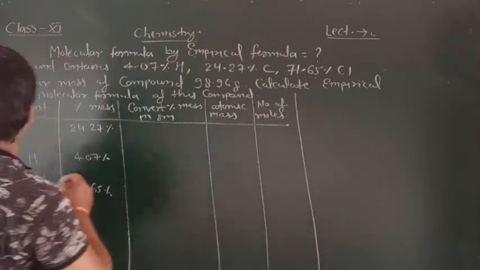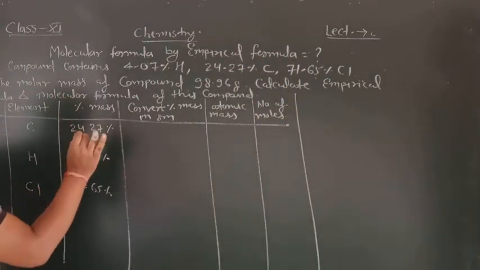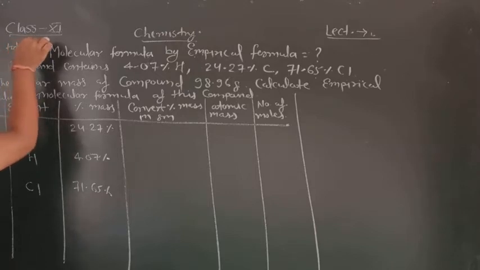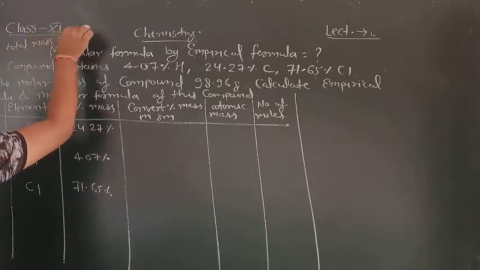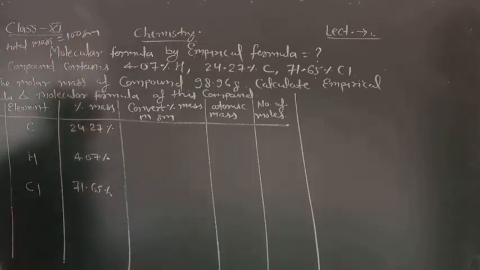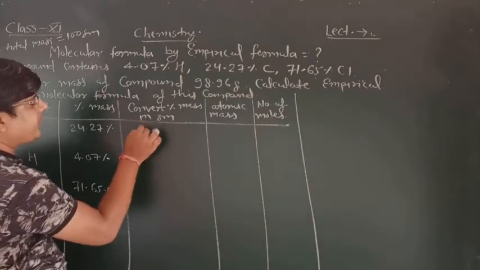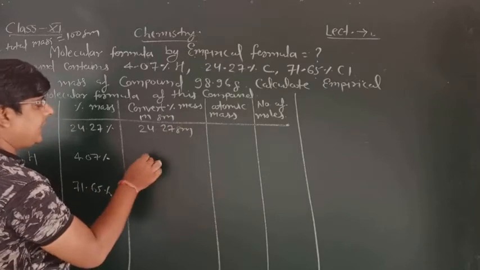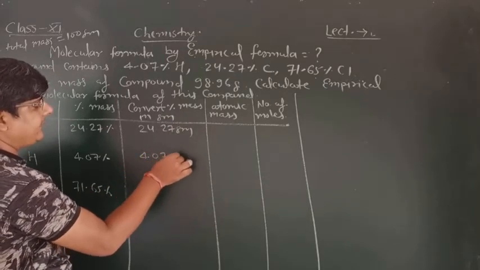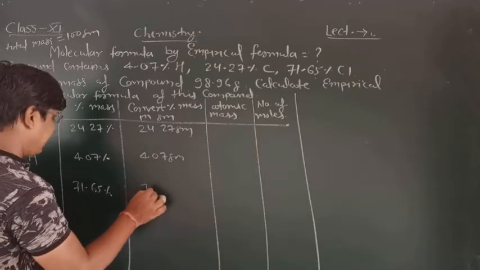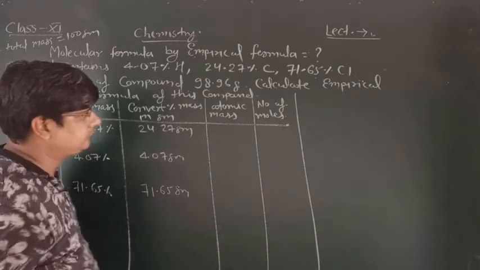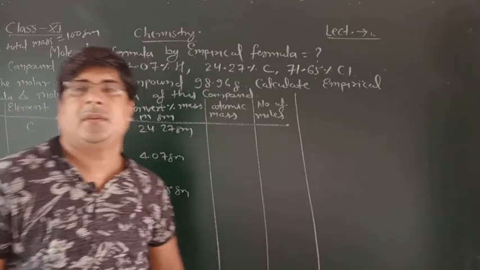Suppose the total mass is 100 gram. Then carbon will be 24.27 gram, hydrogen will be 4.07 gram, and chlorine will be 71.65 gram. Okay, no problem.